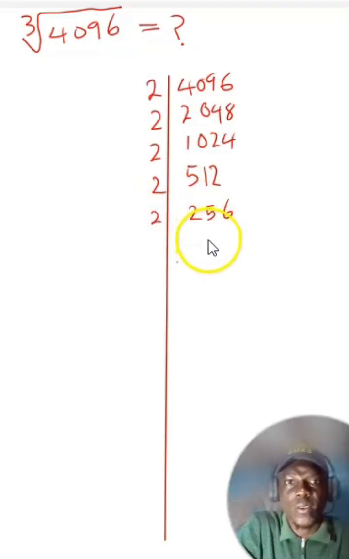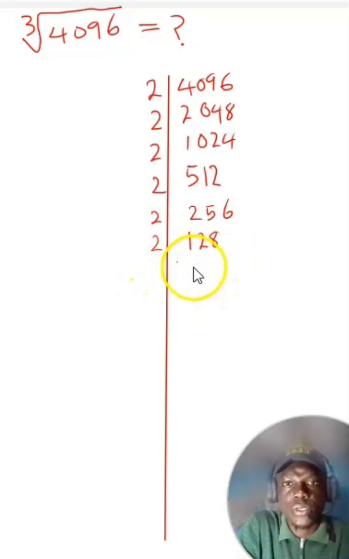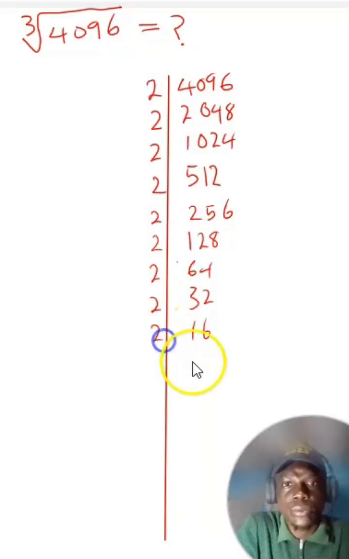256 divided by 2 is 128. 128 divided by 2 will be 64. 64 divided by 2 will be 32. 32 divided by 2 is 16. 16 divided by 2 is 8. 8 divided by 2 is 4. 4 divided by 2 is 2. 2 divided by 2 is 1.